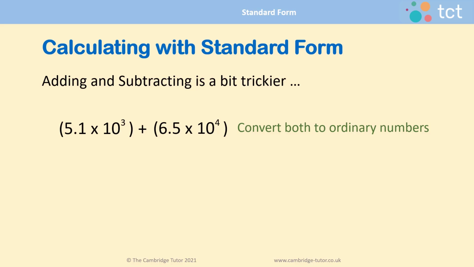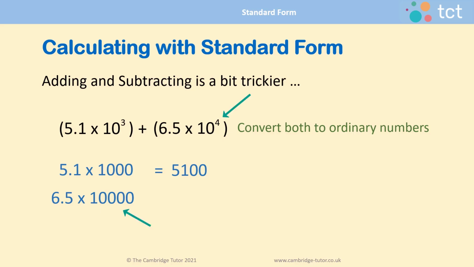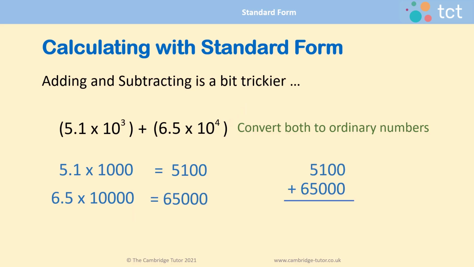So 5.1 times 10 to the power of 3 will be the same as 5.1 times by 1000. Note you'll have the same number of zeros as you do powers. So that's 5,100. Now we take the second one, 6.5 times by 10,000. And again, notice that the number of zeros you're multiplying by will be however many are in the power of 10. So that's 65,000. Now we add them together, and that's 70,100.